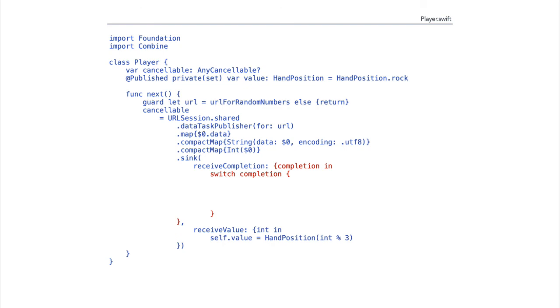If instead I receive a completion, there's 2 kinds of completions I can receive in Combine. I can either finish or I can fail. If I finish, I'll print finished, and if I fail, I'll print the error.